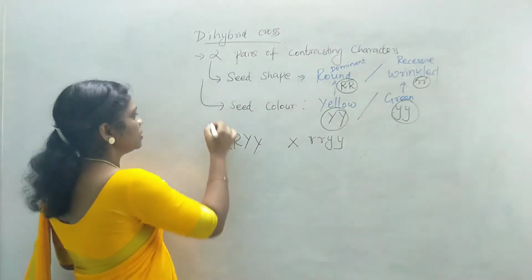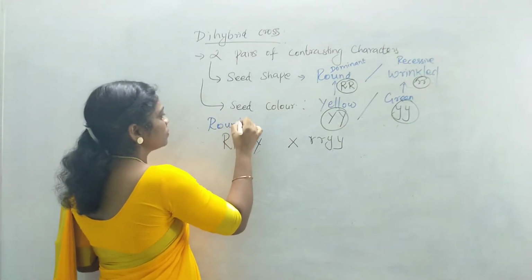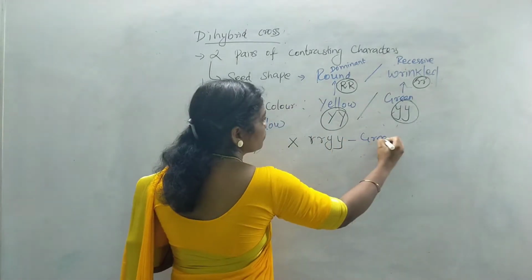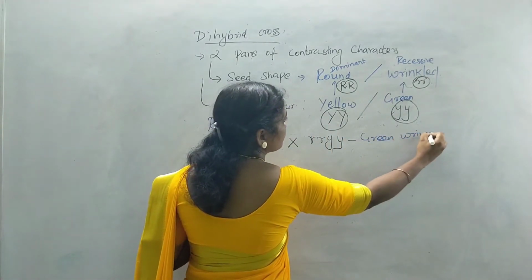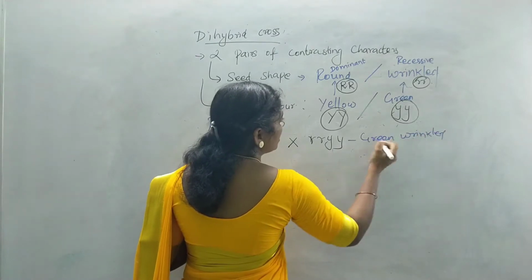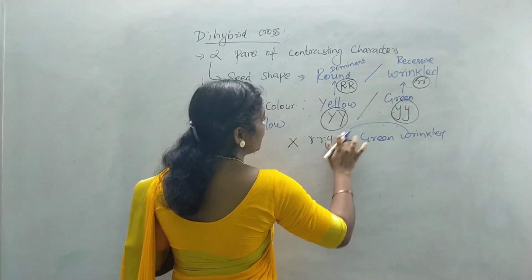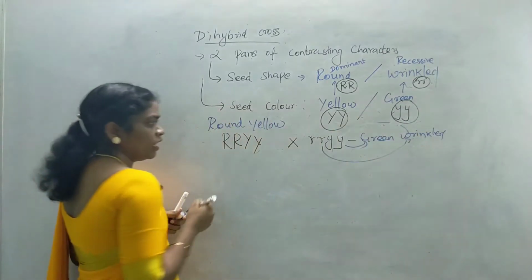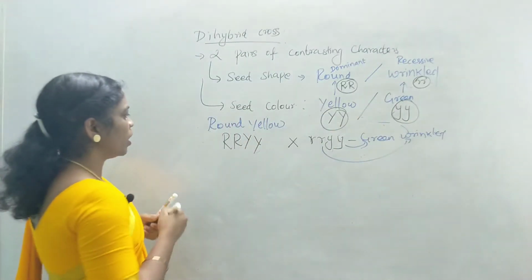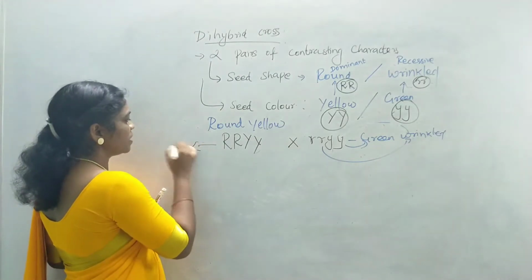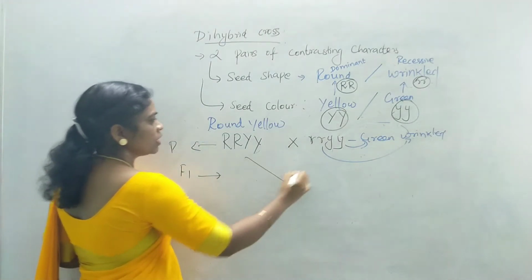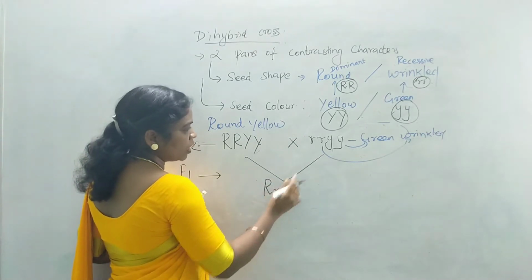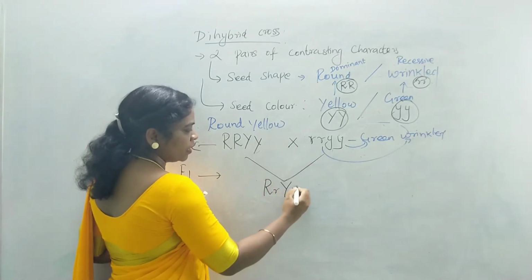I'll write here: round yellow, and wrinkled green. It comes first actually. Y represents the color only, so it is green, and it is wrinkled. When he crossed these two parents, this is the parent generation. In the F1 generation, he got the gametes in this way: capital R small r, in combination with capital Y small y.